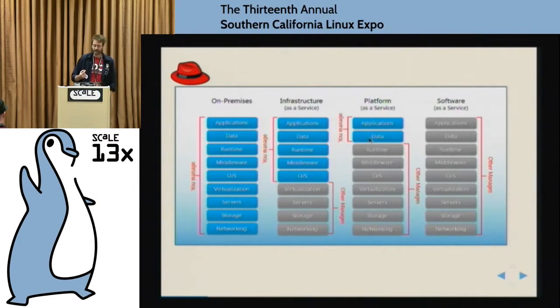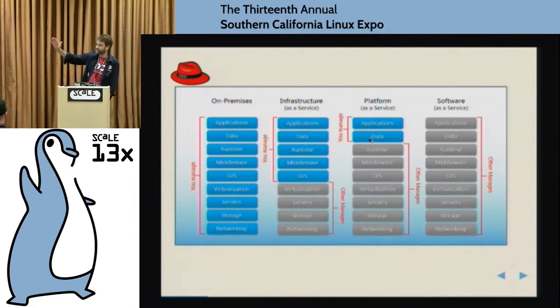OpenStack is what's referred to as infrastructure as a service. So if you can think about how things were 10 years ago, 15 years ago, you were all the way on the left there. You were responsible for everything from the physical hardware and plugging the cables into it all the way up to the code layer where your web application was running. You were responsible for the whole thing.